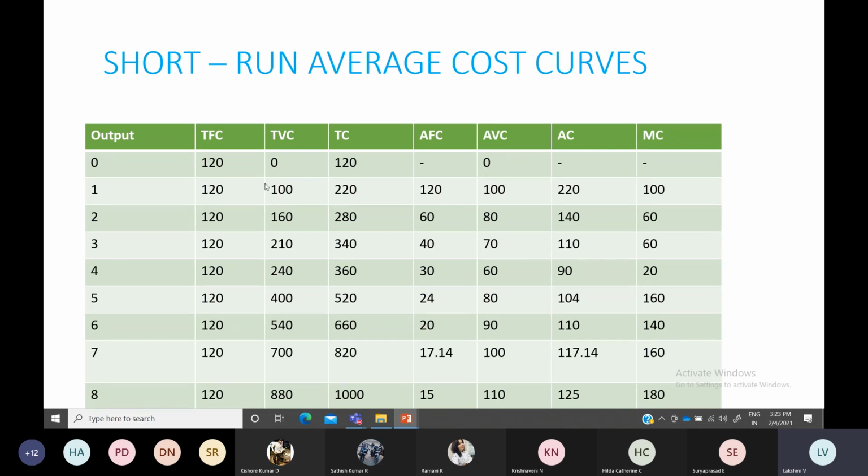If I incur 100 rupees total variable cost and my unit is 1, then 100 divided by 1 is 100. 160 is my total variable cost for 2 units, so 160 divided by 2, I'm getting 80. Similarly, 210 is my total variable cost for producing 3 units of output, 210 divided by 3, I'm going to get 70. So like this, you are going to obtain.